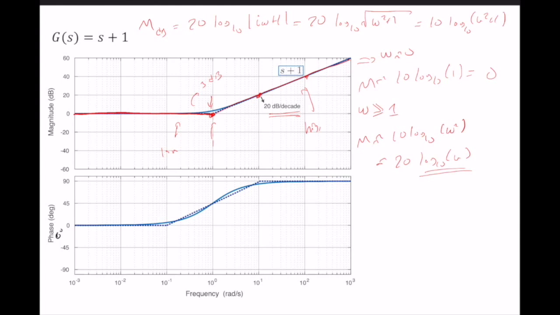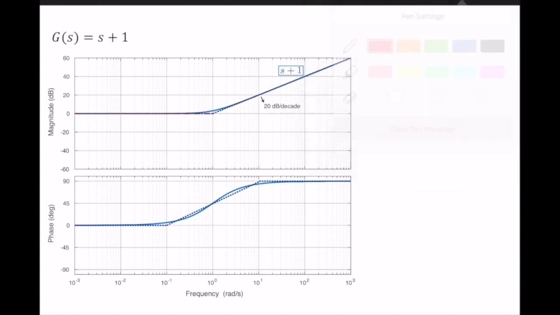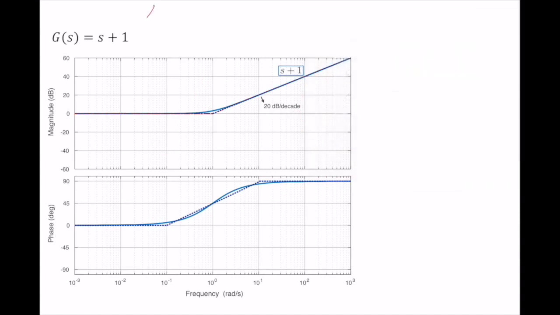Okay, so let's look at the phase. Let's try to do the same thing with the phase. Okay, let's clean markings. So phase of g of j omega is equal to phase of j omega plus 1. Okay, which is actually equal to simply arctan omega. Okay, because omega is positive, 1 is positive, we can simply use the arctan formula here. Okay, so how can we approximate this? In this case, we do low, high, and medium.